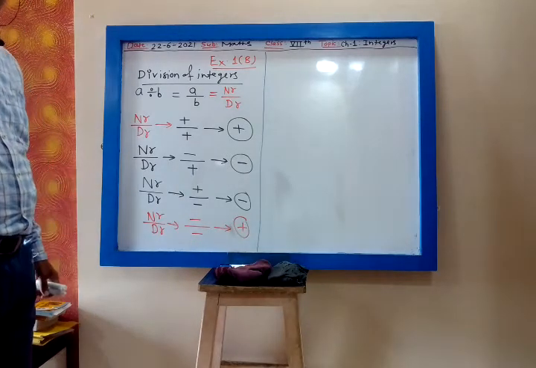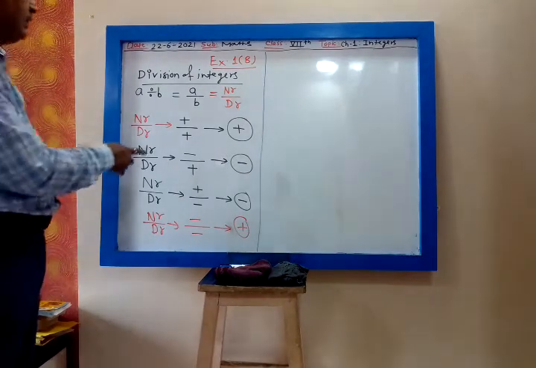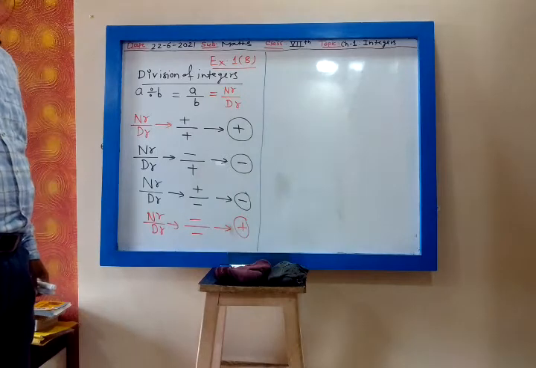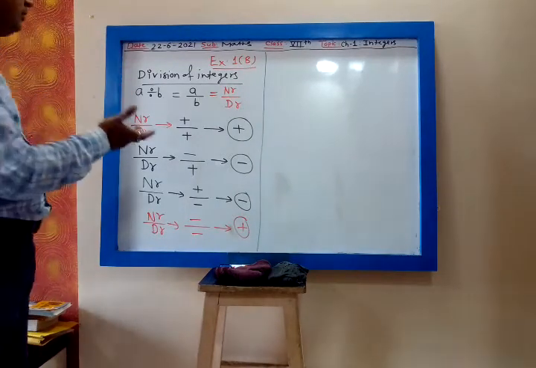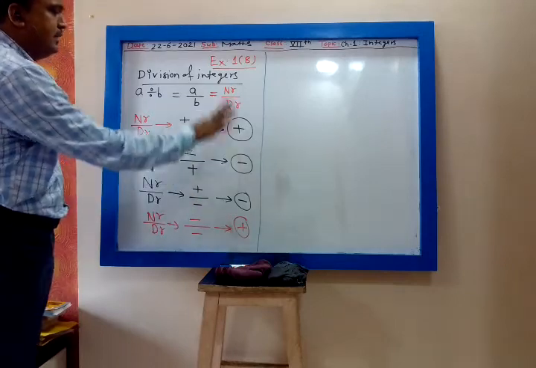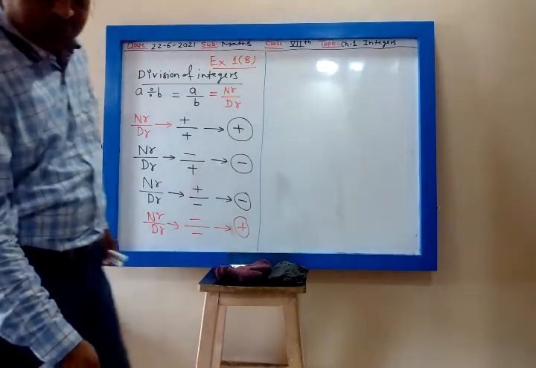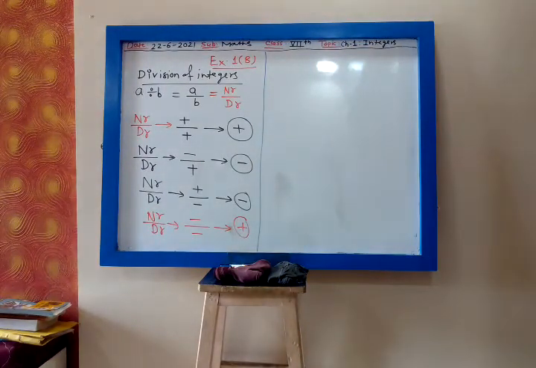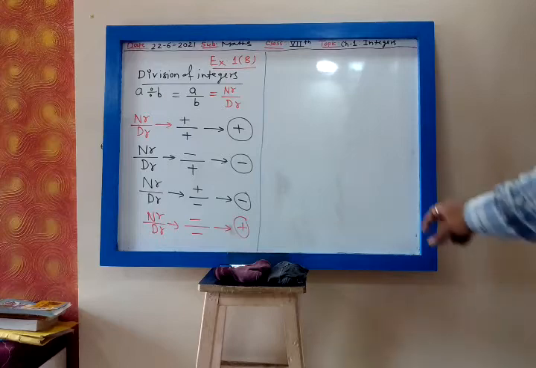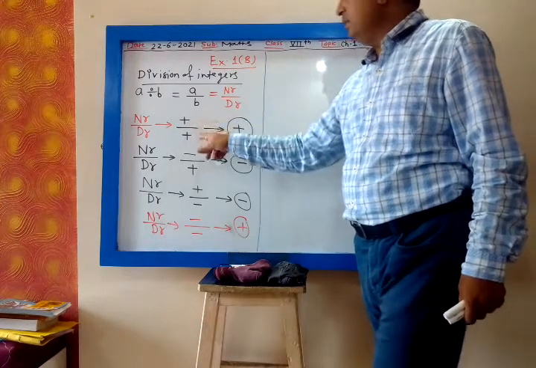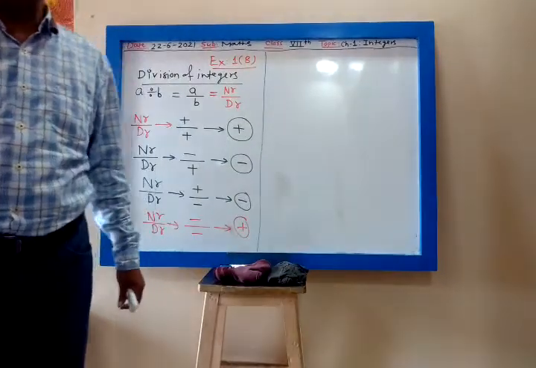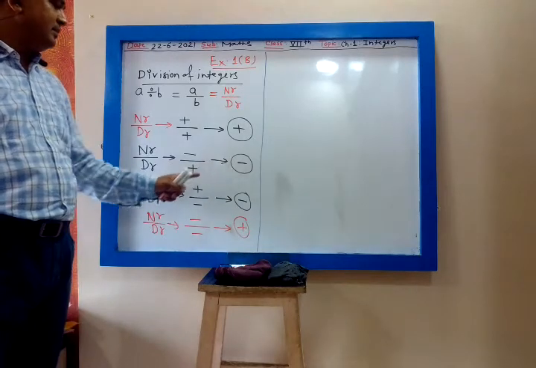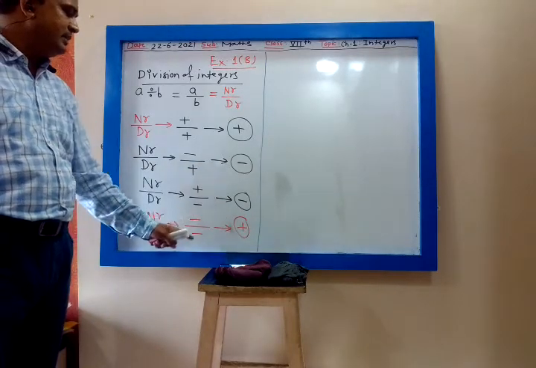Is it clear? In division also, whenever they have the same sign, plus or minus, in both cases it is plus. And whenever they have opposite signs, it will be minus. So while dividing integers, you have to be careful in selection of the sign. You have to see the sign of numerator and the sign of denominator. If both are plus, it will be plus. Both minus, it will be plus. Opposite signs, it will be minus.